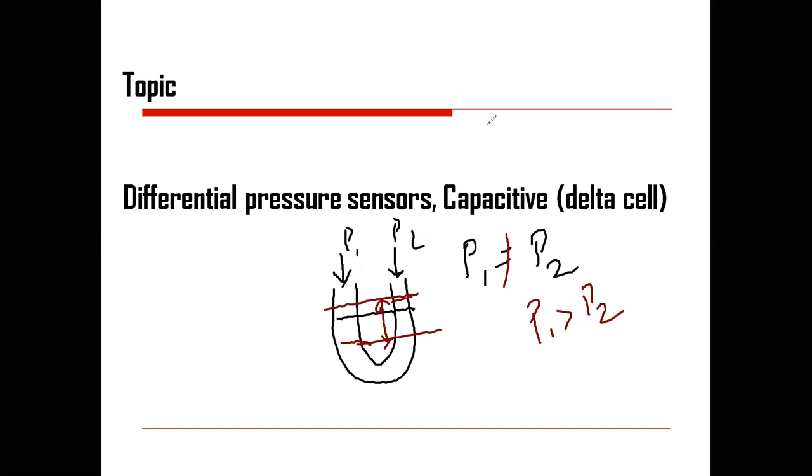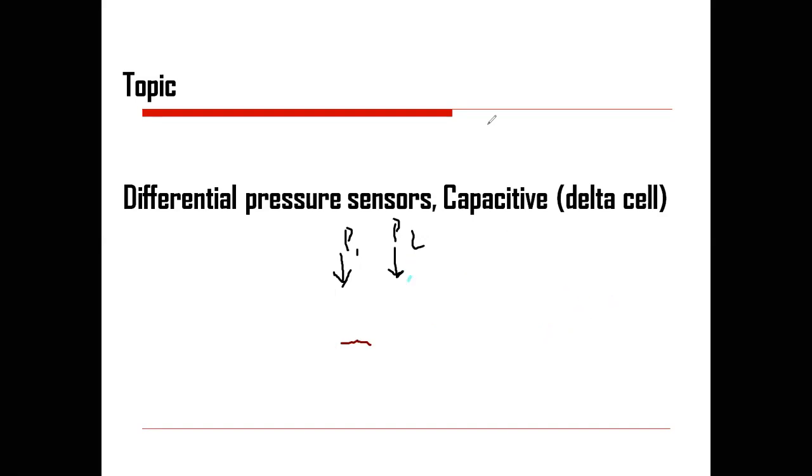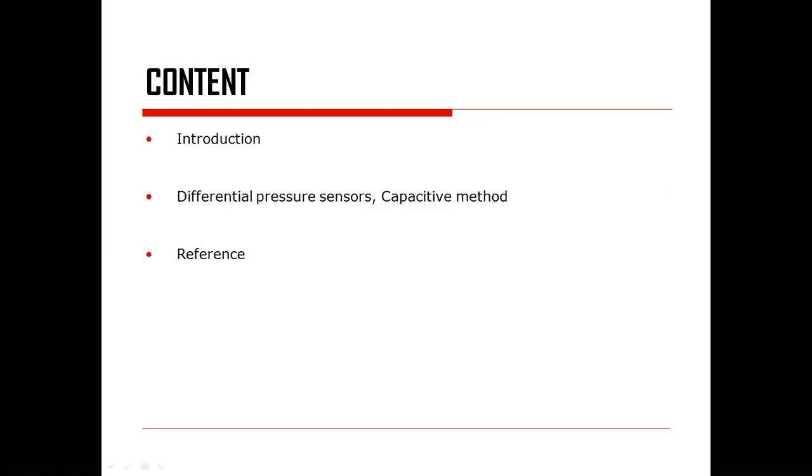So this is nothing but the difference that has been arrived at, and a similar concept is used in capacitive type of sensors for the measurement of pressure. So in differential pressure sensors, the capacitive principle, or capacitance, can be fruitfully incorporated for the measurement of pressure. So these are the contents that we are going to study in this particular lecture.